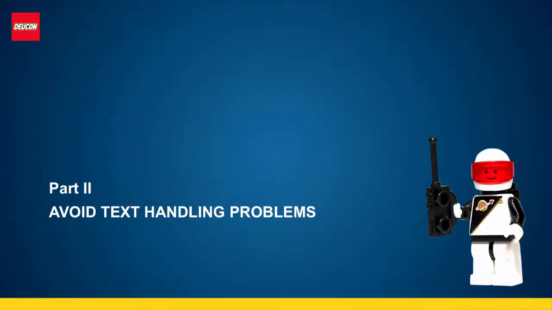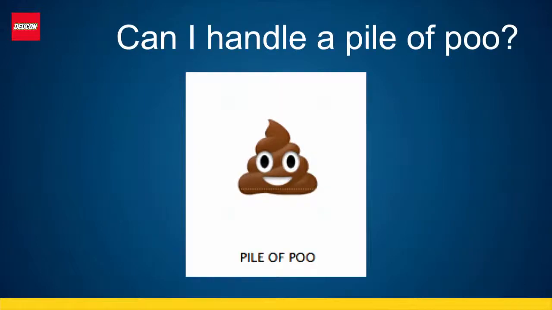So we've seen a lot of failure. Hopefully you're asking yourself, how can I avoid this? And you have to ask yourself one question. Can I handle a pile of poo? So this is Unicode character 1F4A9, by the way, and look at that adorable smile.